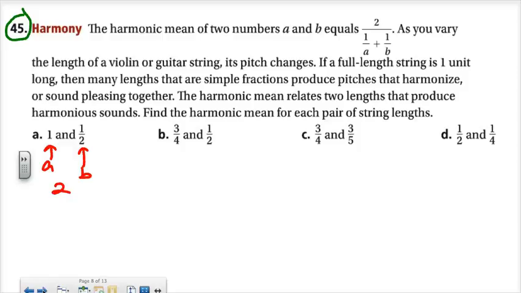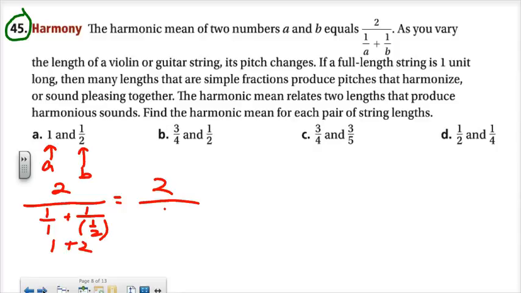So we would have this be 2 divided by 1 over 1 plus 1 over 1/2. Well, that will be 2 over 1 plus, 1 divided by 1/2, that's just the reciprocal, 2. So this is really 1 plus 2 down here, which is 3. So that one is 2/3. And then you'll go through and do the rest of these exactly the same way.